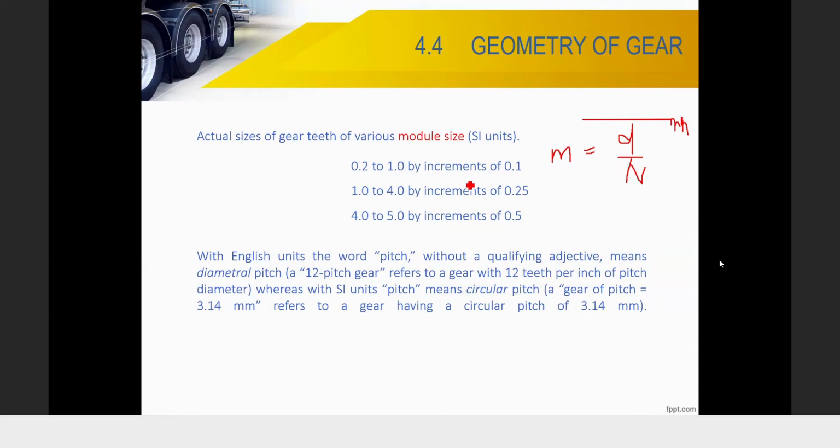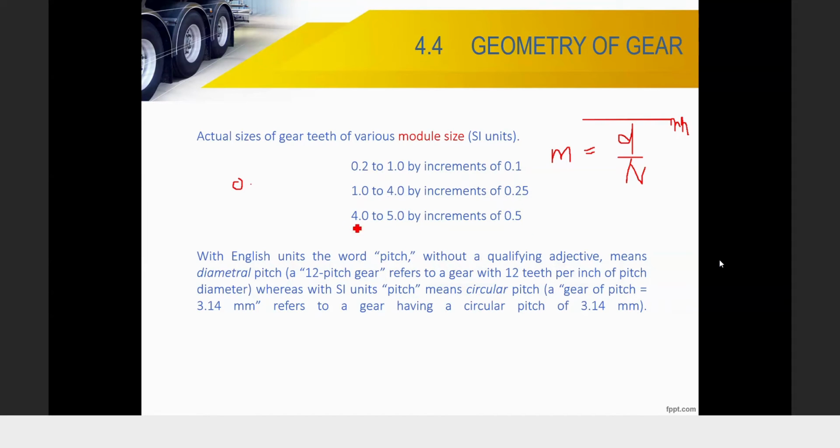You can use 0.2, but you cannot design a module like 0.0-something. You have to use this scale, 0.2 to 1, in increments of 0.1. We can use 0.2, 0.3, 0.4, up to 1, in increments of 0.1. If your module is above 1, you have to use 1.25, 1.5, 1.75, okay, 2.25. Understand, guys? You can select according to the given setting.